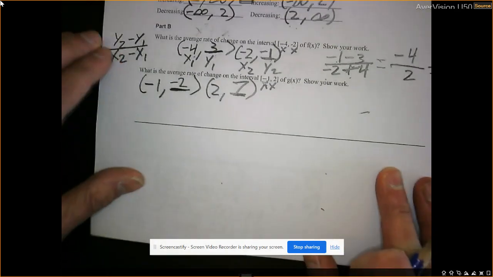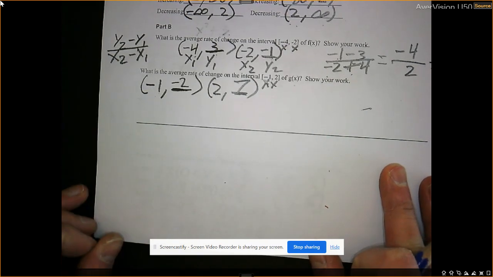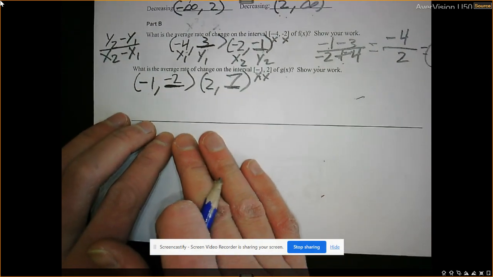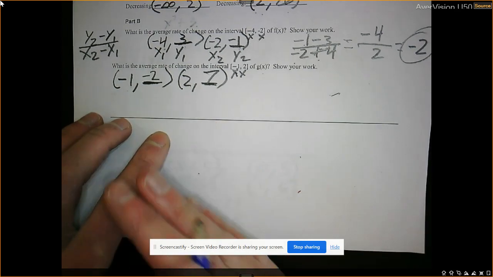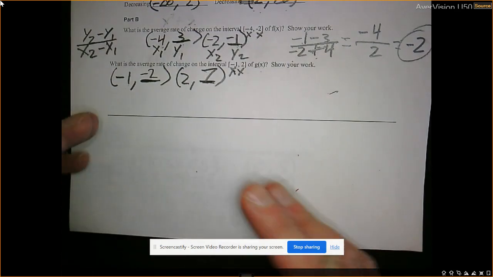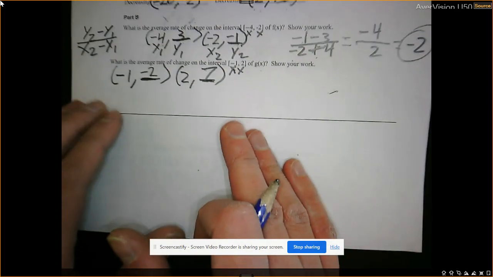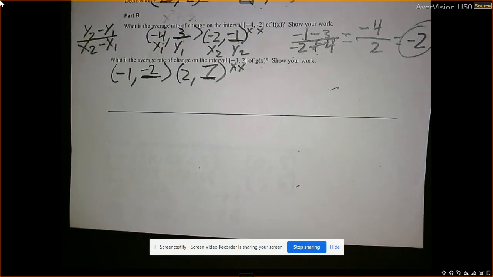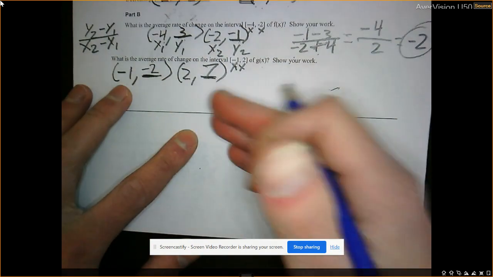Now again, then you're just plugging it into y2 minus y1 over x2 minus x1. If you haven't done that on your own yet, do it right now, and then hit the play button once you're done doing it on your own. If you haven't done it yet, pause right now, play once you've done it. Now, hopefully you've done it.